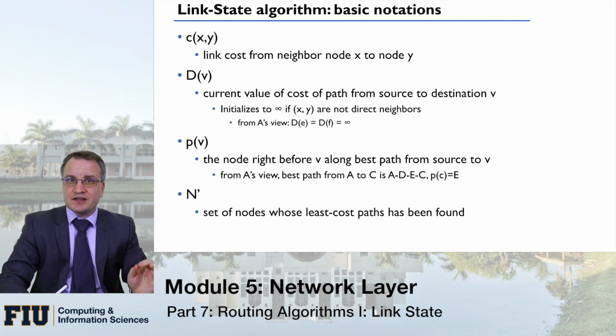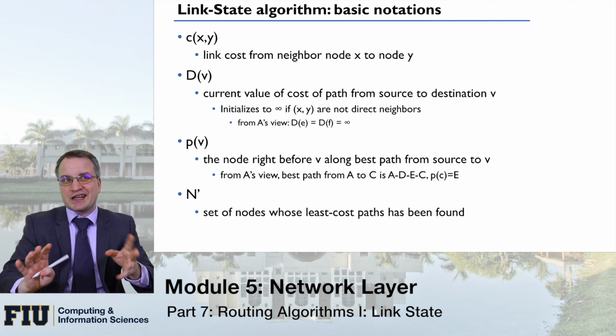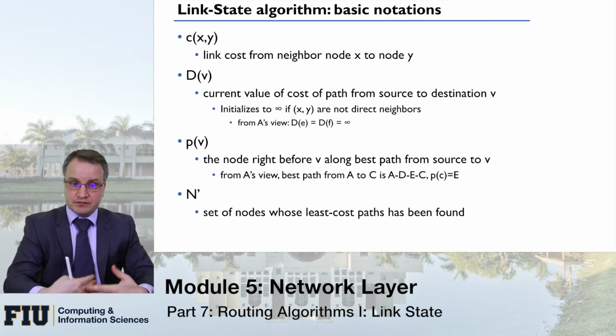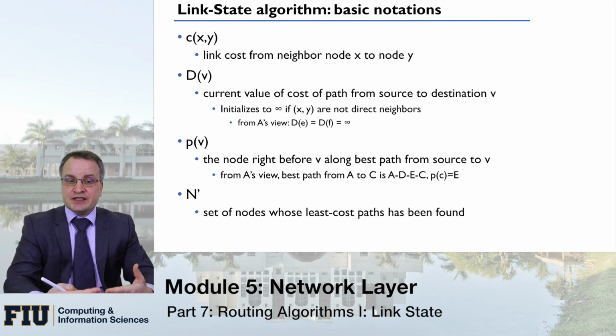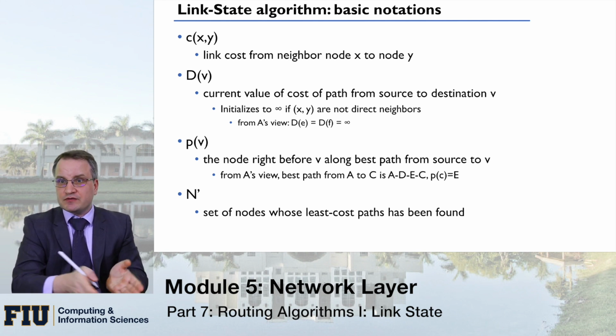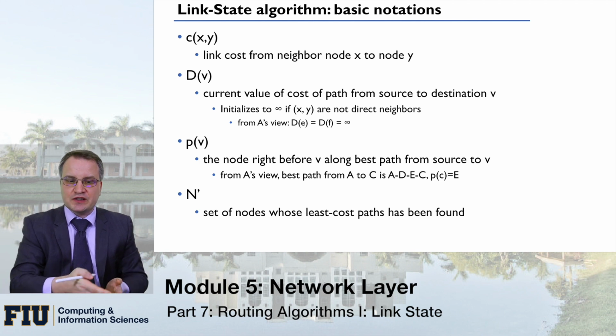In addition to the link cost that we already defined as c(x,y), we can also define D(v), which is basically the current value from the perspective of the node that is doing the calculation. What is the distance, in whatever terms, or what is the cost to reach that destination? For the nodes to which you are directly connected, that initial D(v) will effectively be the link cost. Because you know that you can reach node A using cost 2, D(v) to node A would be 2.